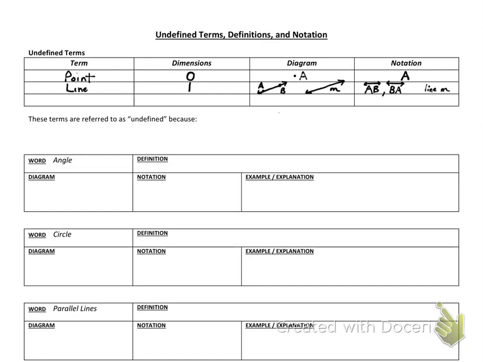So a plane just stretches forever. Now I'll go ahead and tell you, a plane, this is one that you're not going to use as much. So you don't have to worry about stressing on this one too much. But a plane, how many dimensions does this have? It has 2 dimensions. All right.